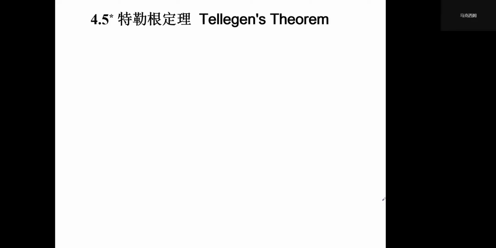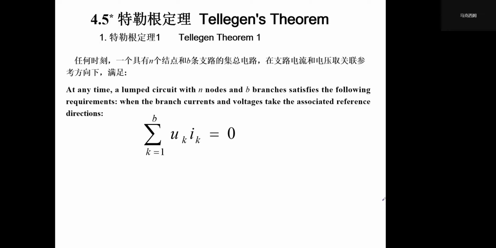Now we can introduce Tellegen's theorem. The first Tellegen theorem: at any moment, with a lumped circuit with n nodes and b branches, and the branch current and the branch voltage have the associated reference direction, it satisfies this relationship.